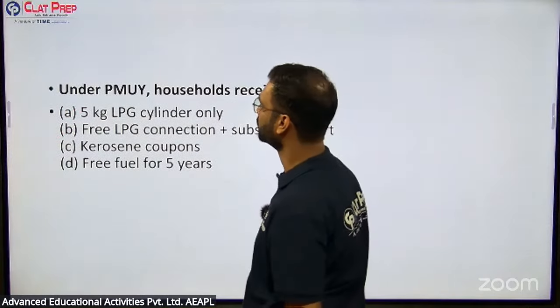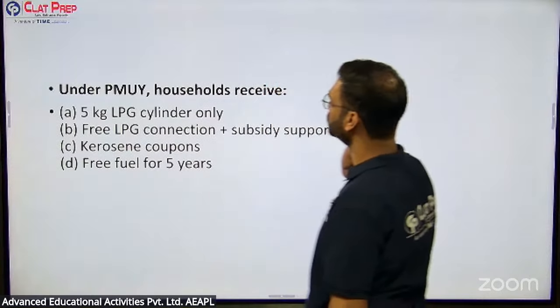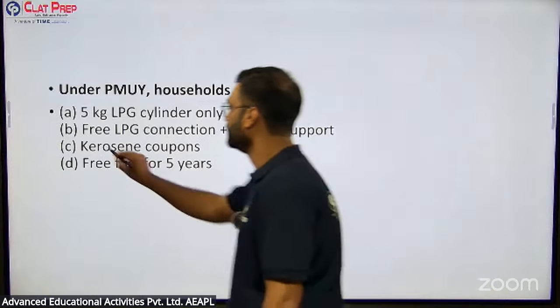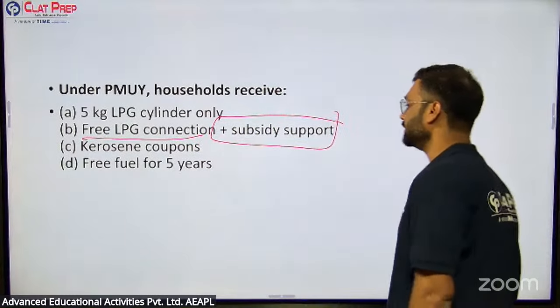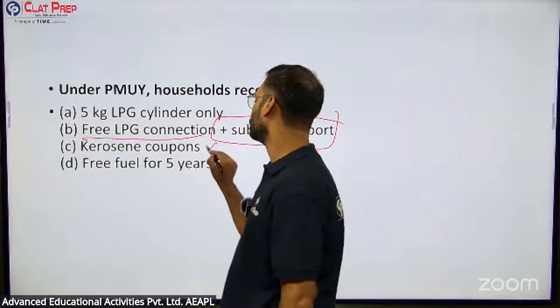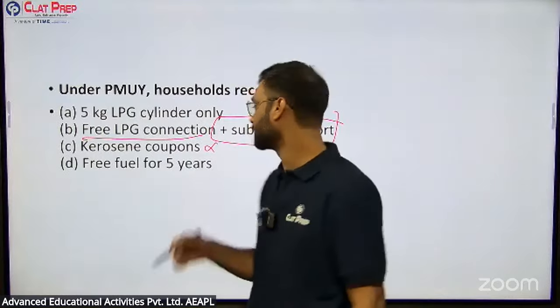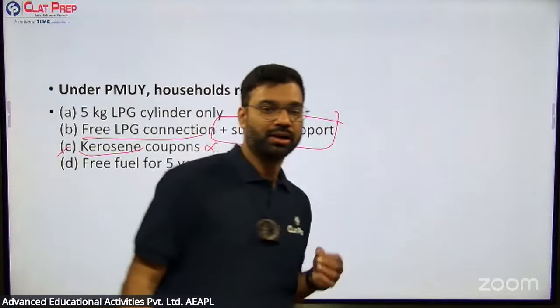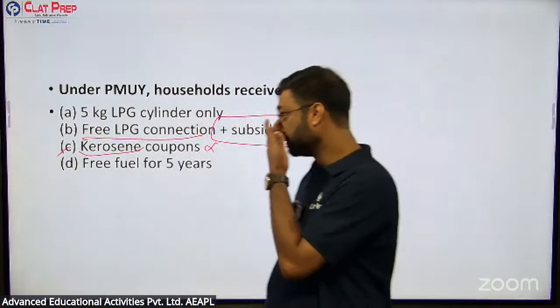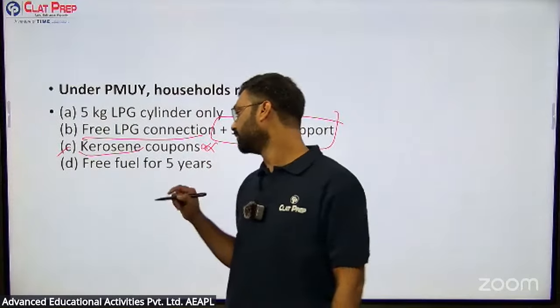Next question, again on Ujjwala scheme. Under PM Ujjwala, what do households receive? They receive a free LPG connection and subsidy support. Again, if you look at the kerosene coupon, this is something that the government wants to discourage because it's not a clean fuel. It adds to the carbon emission. So this is something that the government wants to discourage.